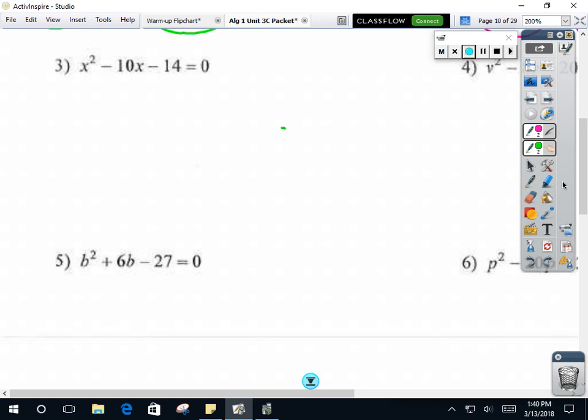Can this one be factored? Are there two numbers that multiply to make a negative 14 and add to make a negative 10? No. So for this one, we're going to have to use that new process called complete the square. And what is the first step? Correct. We're going to add this 14 to the other side. So x squared minus 10x now equals positive 14. Then what do we do?